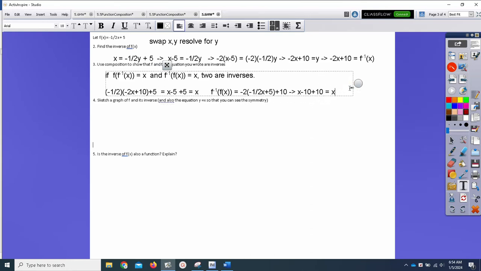So, what have I learned? I have learned that by composition, two functions are inverses. That's what I just learned. So if you don't know how to do the ones underneath, you're looking at this stuff. 4 is sketch a graph of f and its inverse, and also the equation y equals x so that you can see the symmetry.